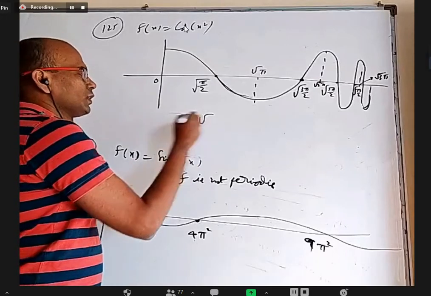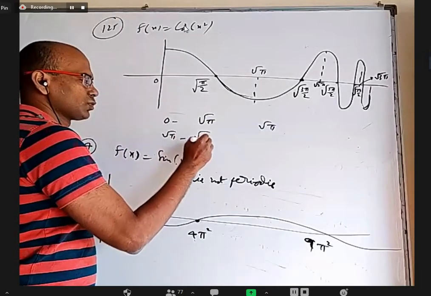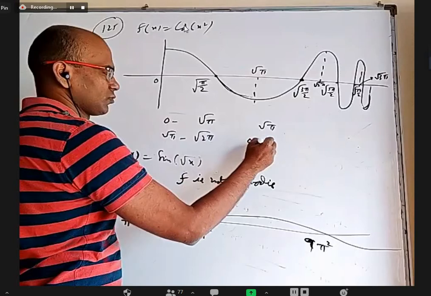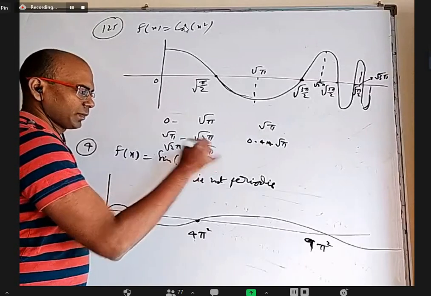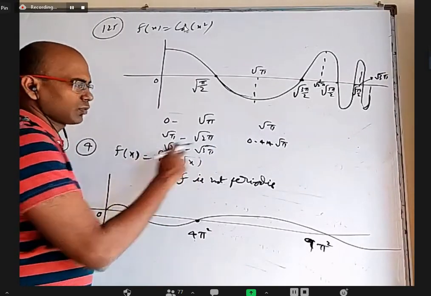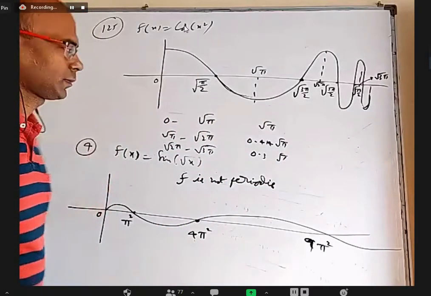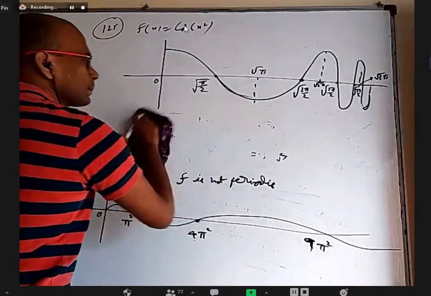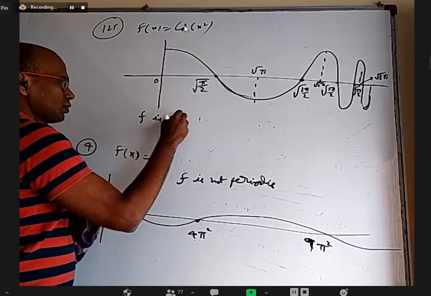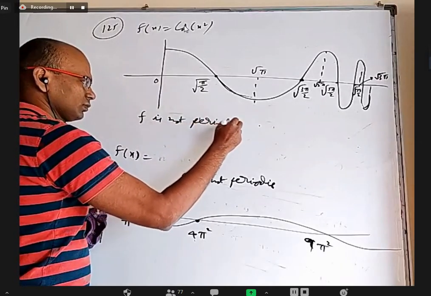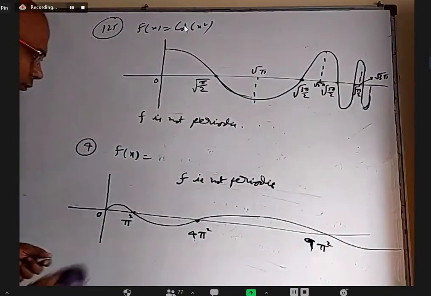You can see 0 to root pi, the gap is root pi. Whereas root pi to root 2 pi, the gap is 0.414 root pi roughly. And the gap between root 2 pi to root 3 pi is 1.732 minus 1.414, some 0.3 or something. So the width is decreasing. So it is not periodic. And here it is getting more compressed. So f is not periodic. Is it clear, 125? Yes, sir.